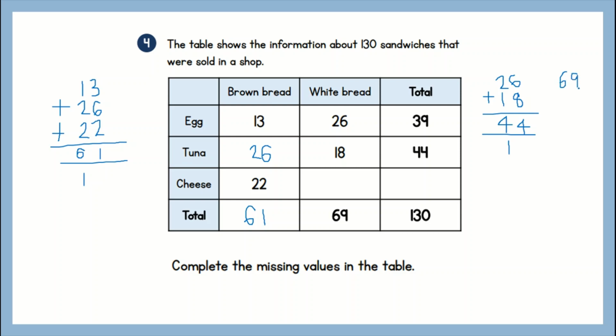69 minus 44. 9 minus 4 is 5. 6 minus 4 is 2. 25. Now for the total cheese sandwiches sold, 22 plus 25. 2 plus 5 is 7. 2 plus 2 is 4. Our answer is 47. 26, 25, 47, 61. That's what your table should look like.